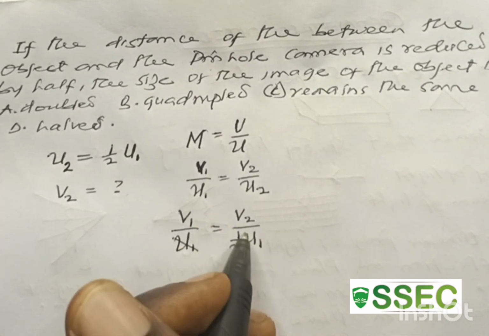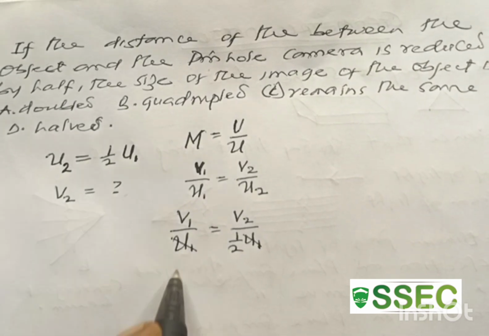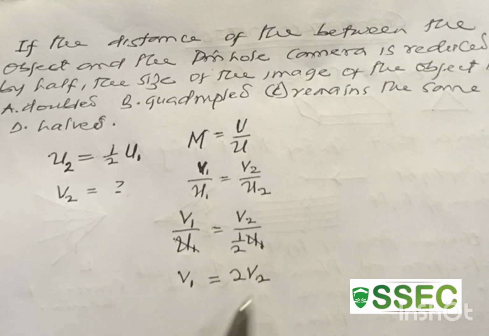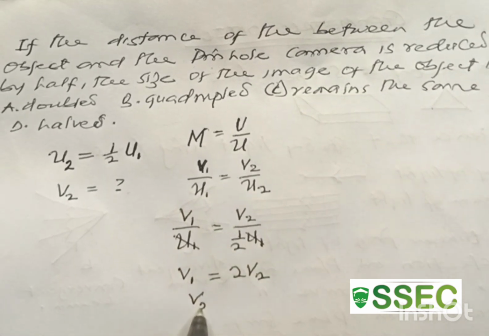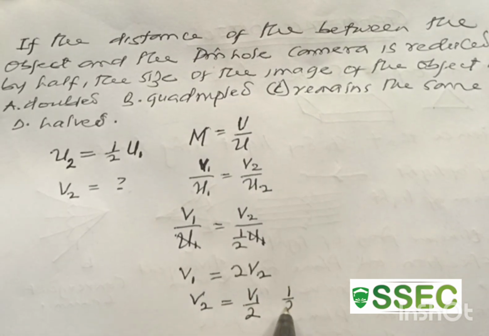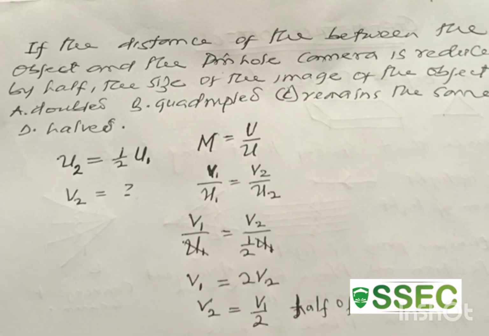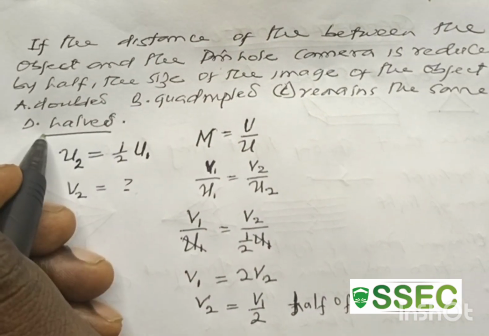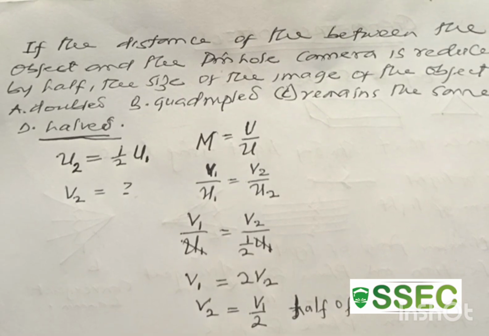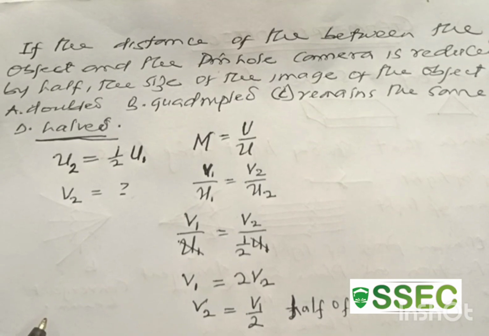So your U1 takes care of U1. This half will go up. So we then have V1 equals 2V2. So V2 will equal V1 over 2. So this is what? Half. This is half of V1. So the correct option is D. It will be halved. So the new image distance will be half of the original image distance.